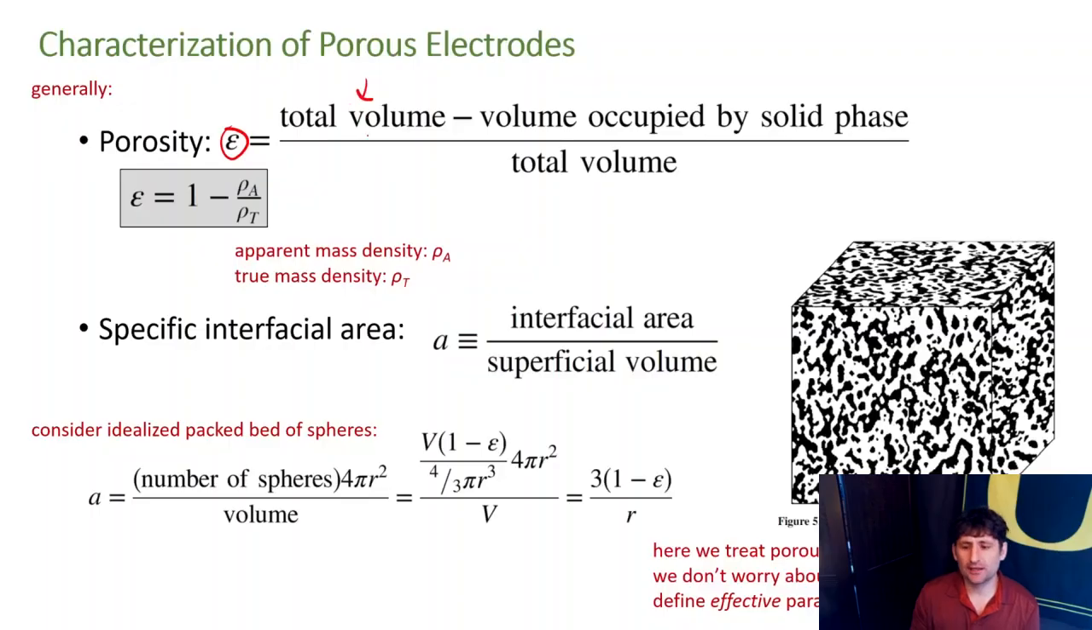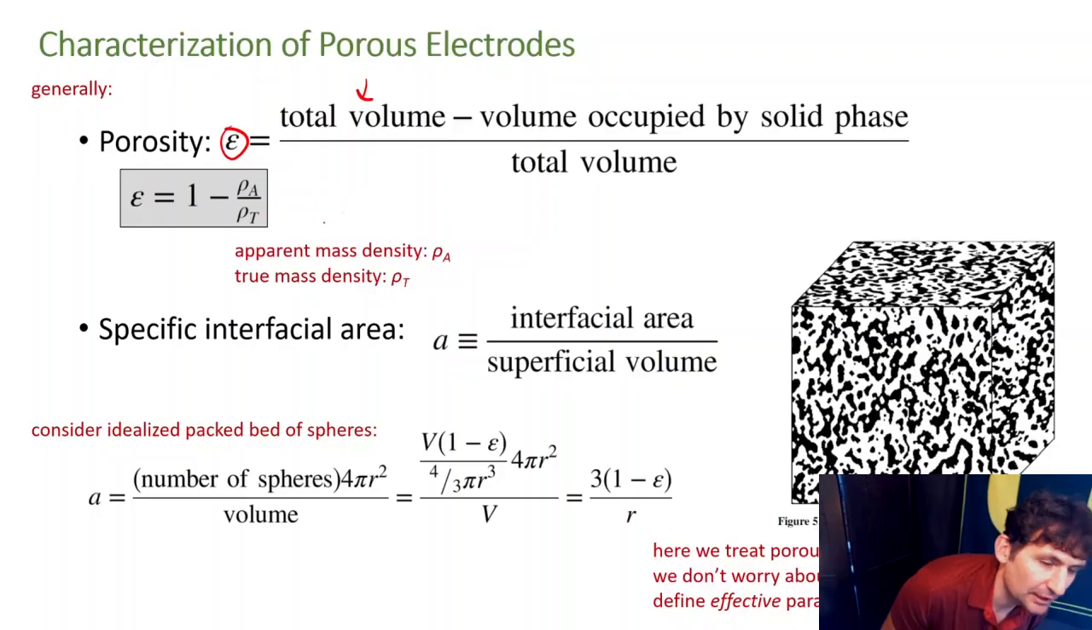the total volume of the electrode. Consider this is a porous electrode, this is a cube, minus the volume occupied by the solid phase, which is always going to be smaller than the total volume. So this is the fraction of the electrode which is porous.